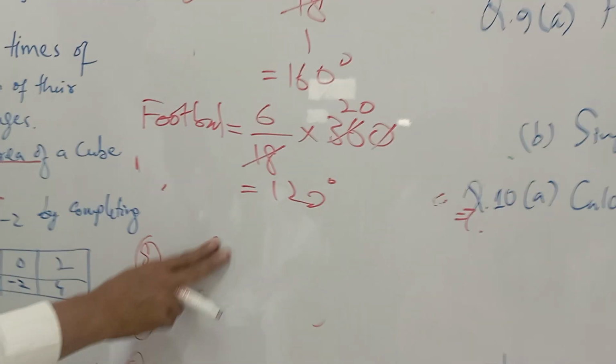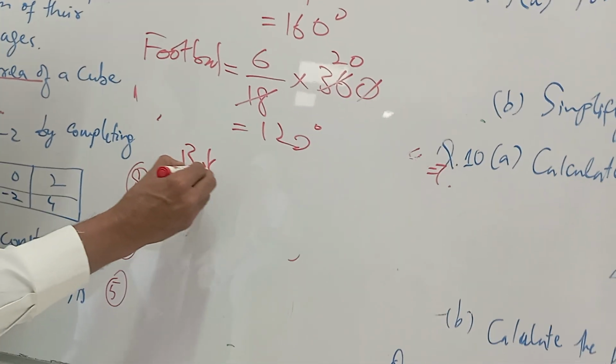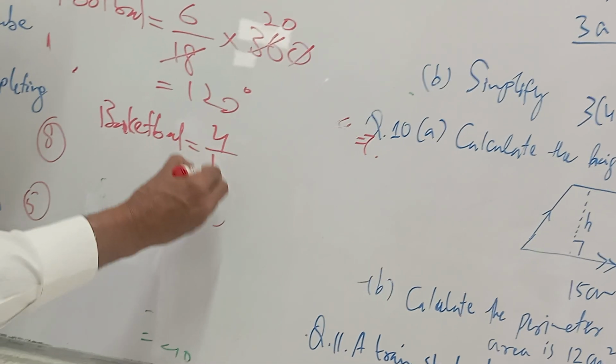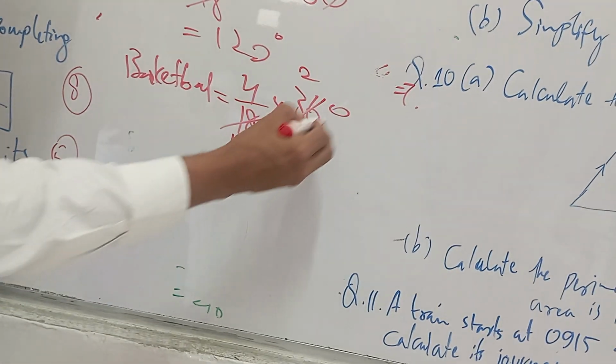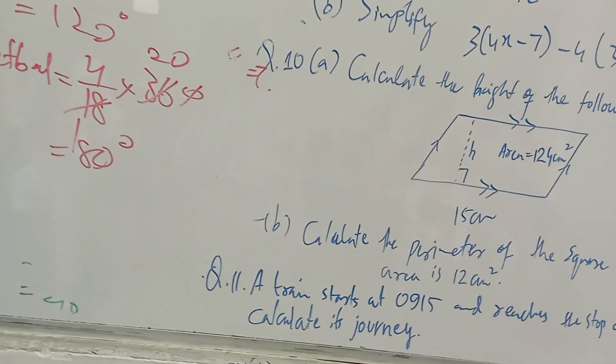And similarly, on the other side there is basketball. So basketball is equal to 4 out of 18 multiplied by 360. 18 twos are 36 and the 0 cancels, so 4 twos are 8, which gives 80 degrees. So now we have all the angles.